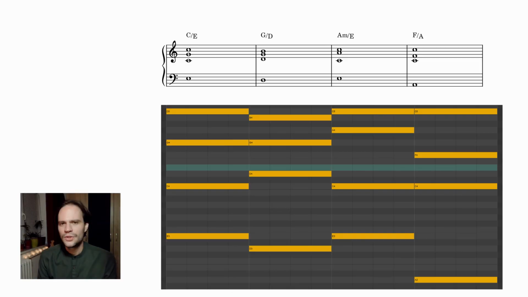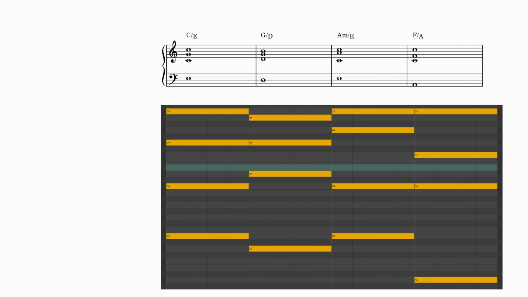Let's take it even a small step further. We're going to start the C again in the first inversion, the G major again in the second inversion, and the A minor also again in the second inversion. But now I'm going to end in the first inversion of F major. That means that A is going to be our bass note in the F major chord. And if I would play it as a bass line, it would sound like this.